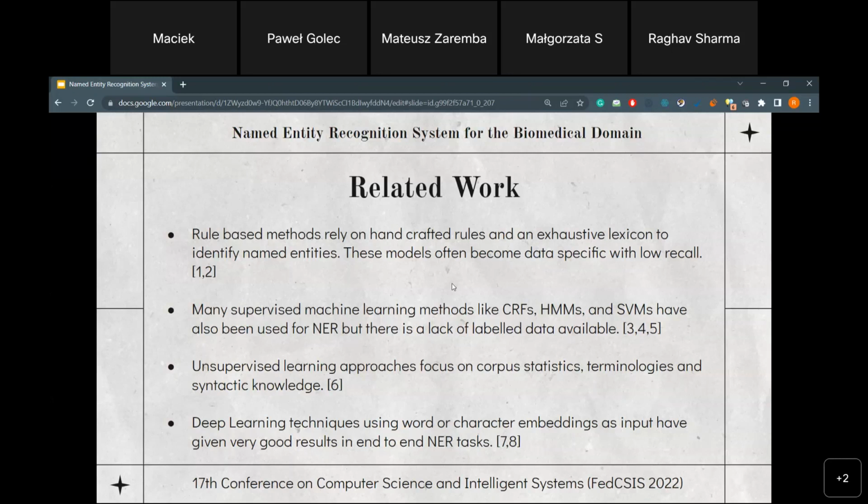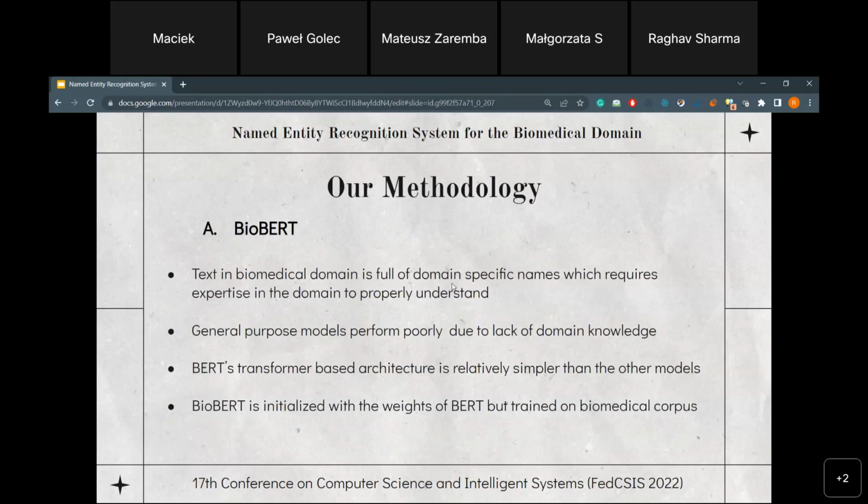In recent times, however, the deep learning techniques have taken over and they have shown good performance with their end-to-end approach. These models generally use word or character embeddings as input, and several such approaches have been tried. However, transformers have shown superior performance. In this paper also, we have used transformer-based approaches. Now, coming to BioBERT, RoBERTa, and all these technical models that I have been mentioning so far.